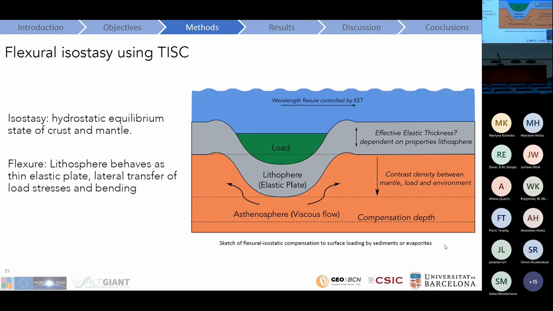And in addition, we have flexure, which describes that the lithosphere is not just going to have a completely local compensation, but rather it has a certain strength, and therefore it's able to laterally transfer the load stresses and cause bending of the lithosphere, where the wavelength of this bending is controlled by the effective elastic thickness of the lithosphere. And this is dependent on the rheological properties.